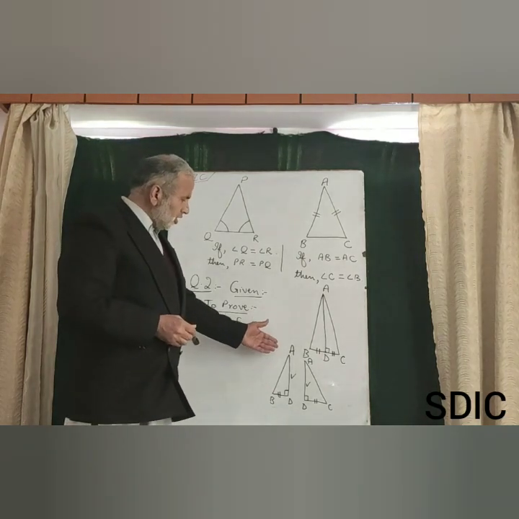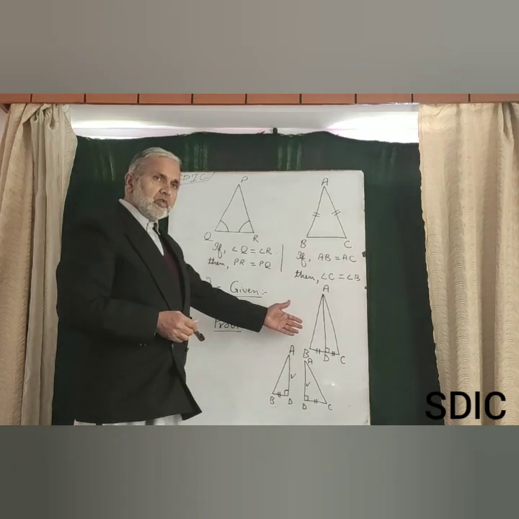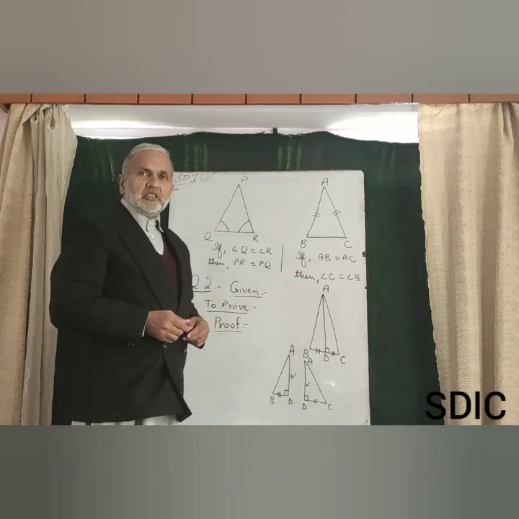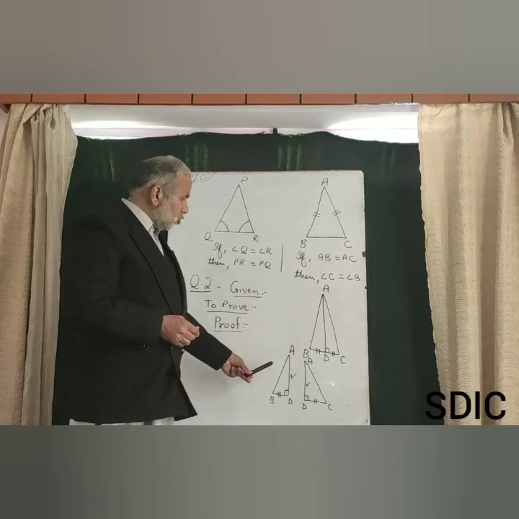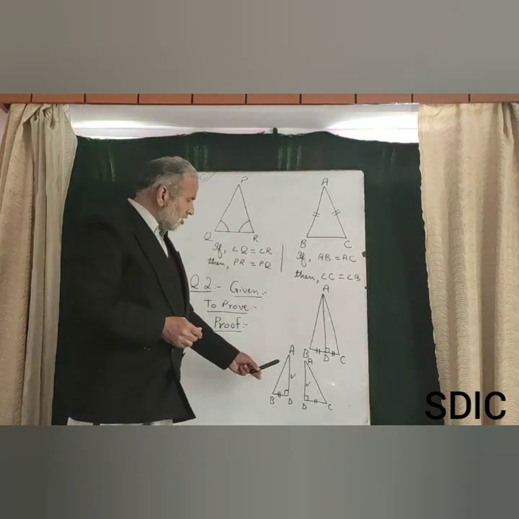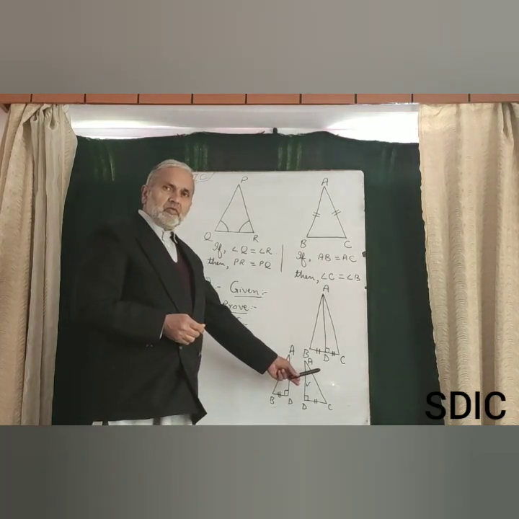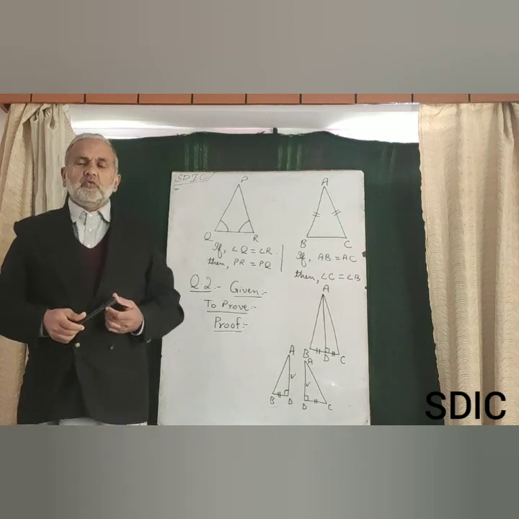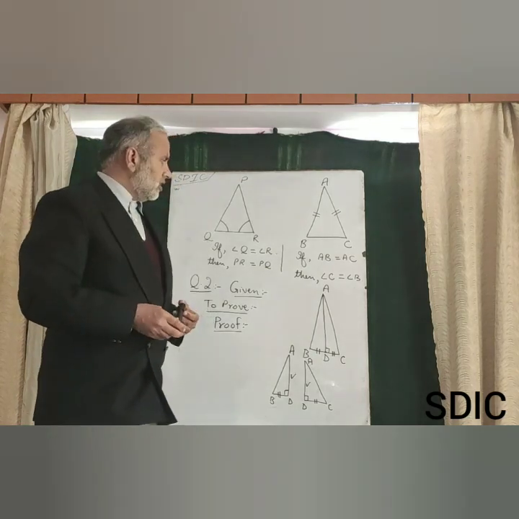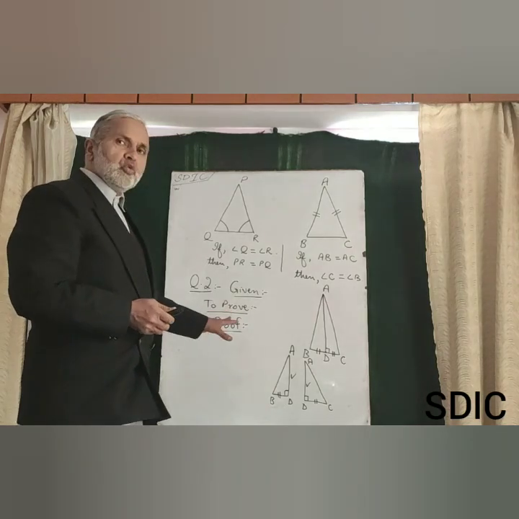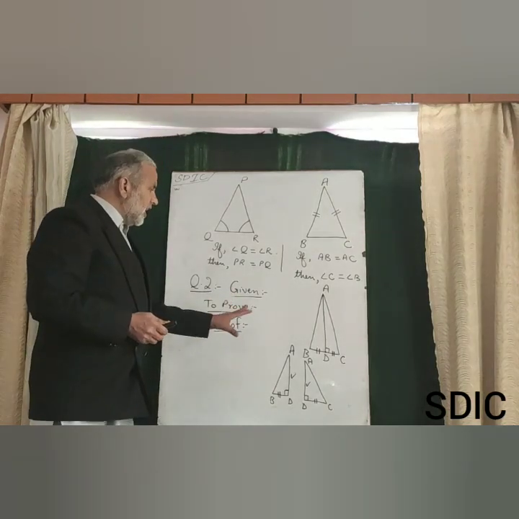We need to show that triangle ABC is an isosceles triangle. That result we'll get by using only one CPCT result, that is AB equal to AC. Now, knowing the two sides are equal, we'll conclude the triangle is an isosceles triangle. This is the proof. Now, let us write this proof.